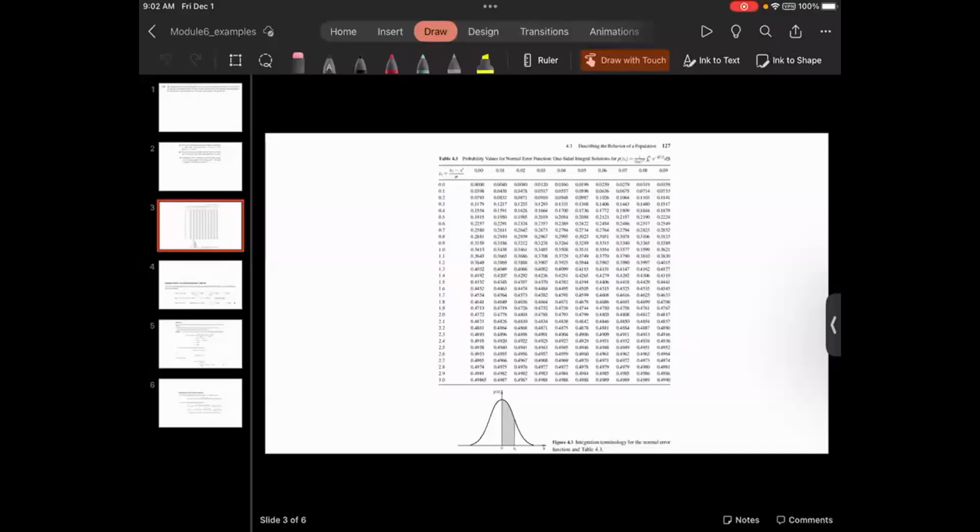Good morning. So today I just want to go over examples using the normal distribution that we talked about yesterday. Just do as many examples as we can. That's the agenda for today.